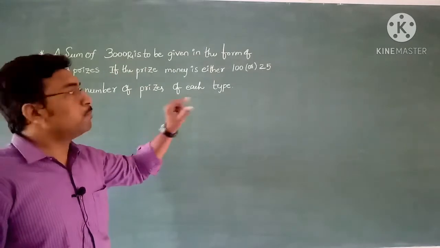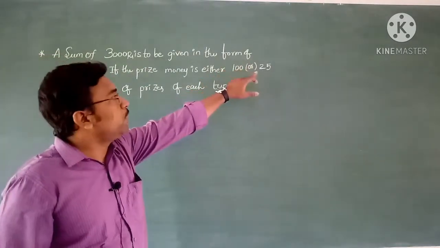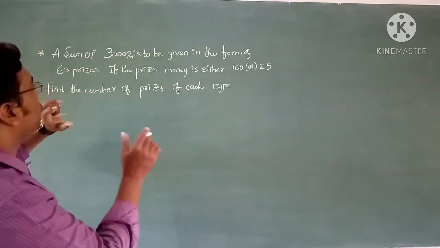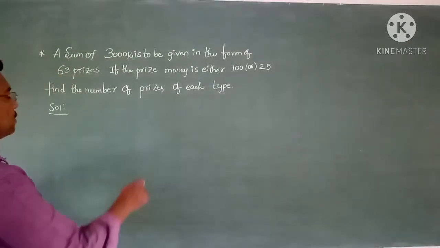We don't know the number of 100 rupees prizes. We don't know the number of 25 rupees prizes. But the total number of prizes is 63. See here.